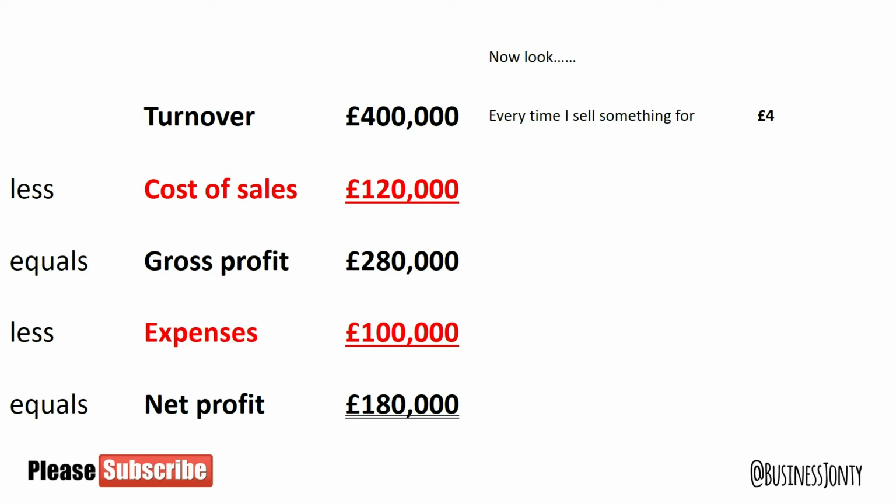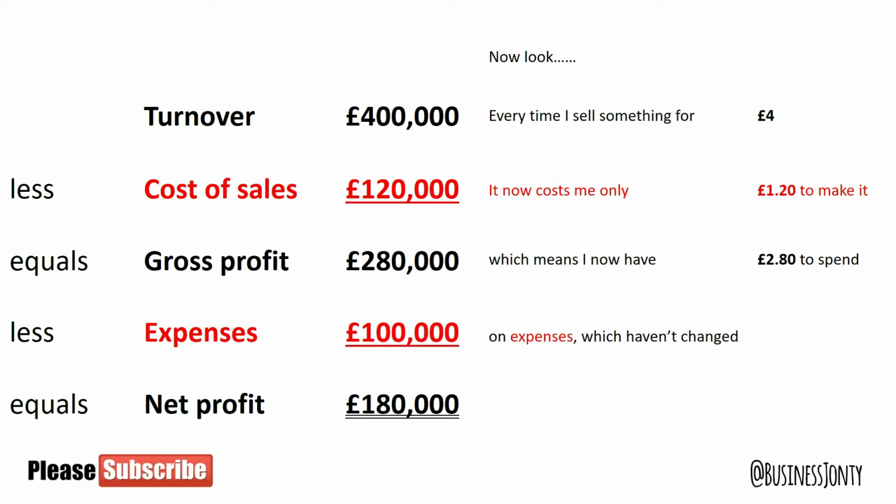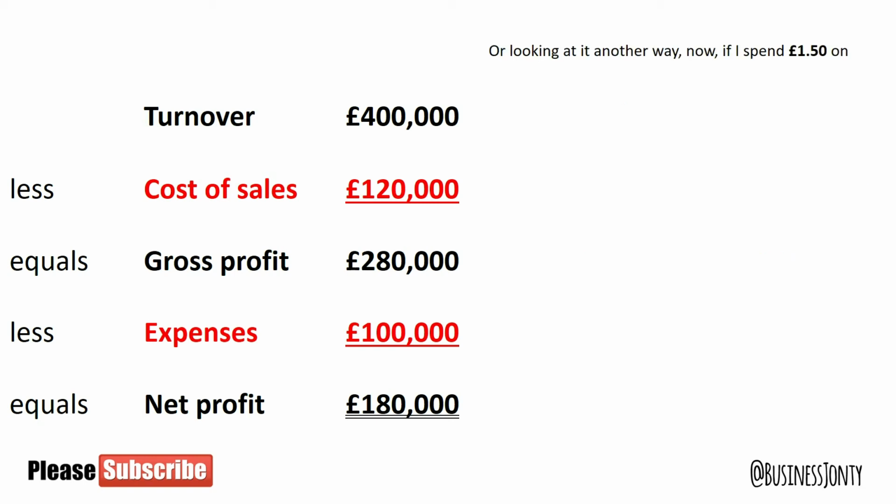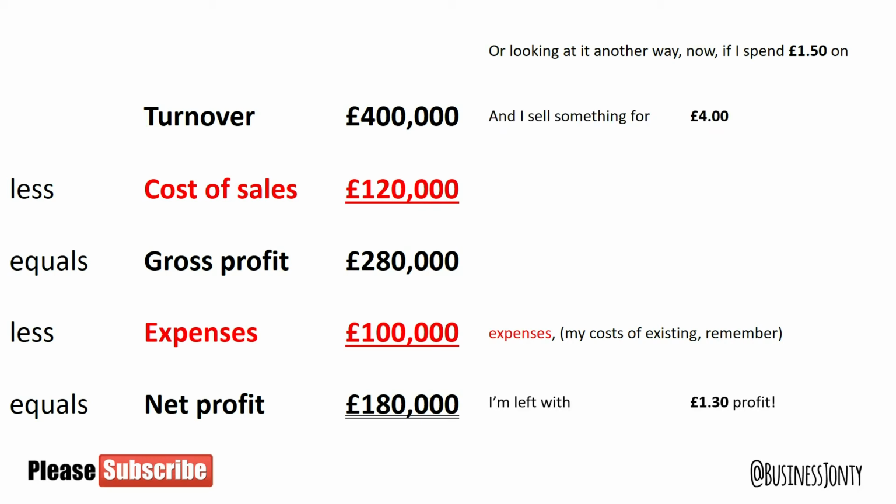Now every time I sell something for £4, it now only costs me £1.20 to make it, which means I now have £2.80 to spend on expenses, which haven't changed. Or looking at it another way, now if I spend £1.50 on expenses and I sell something for £4, I'm left with £1.30 profit. Now I flung a lot of figures at you there, so I hope they're not running around your head too much.